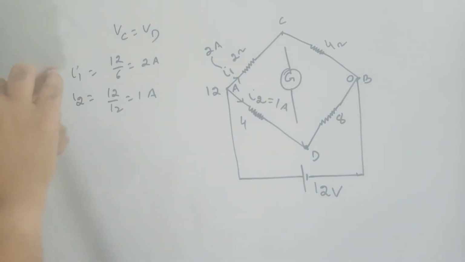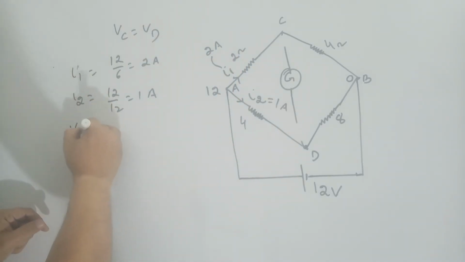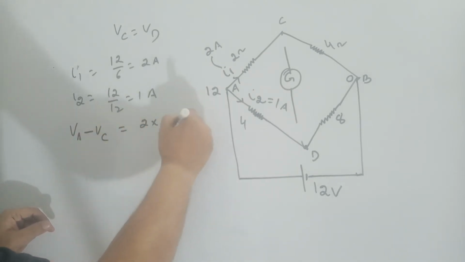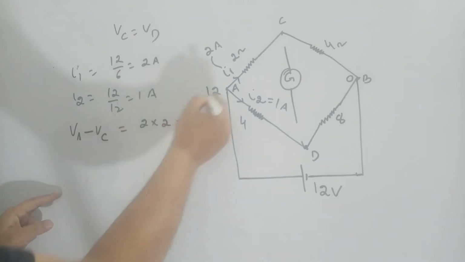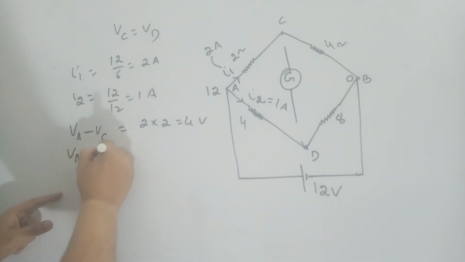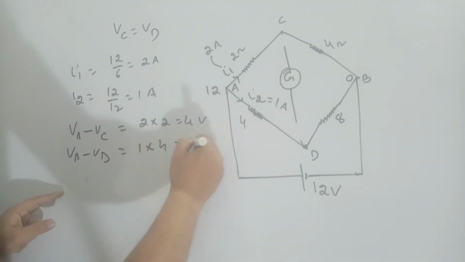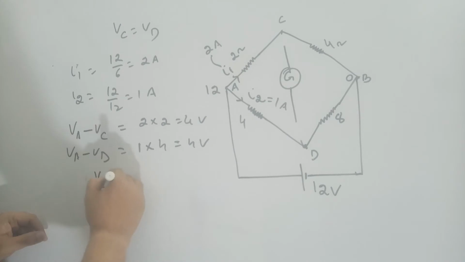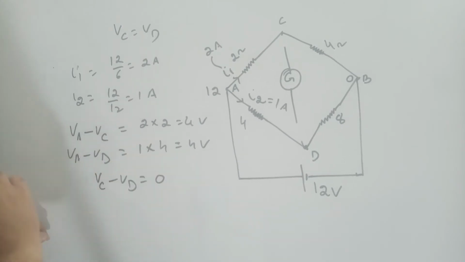Now if I simply calculate VA minus VC, it will be 2 into 2, 4 volt. If I calculate VA minus VD, it will be 1 into 4, 4 volt. So by subtracting these two, VA will cancel out, and VC minus VD will become 0. So by simple calculation, we have proved that potential at C is equal to potential at D.